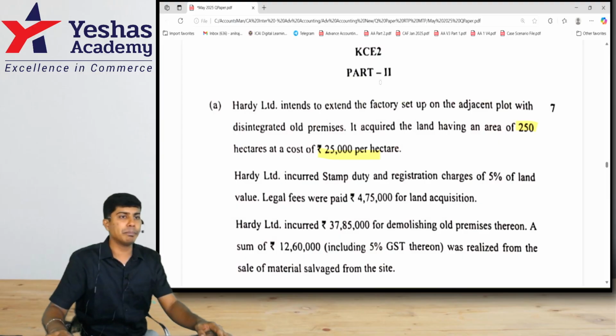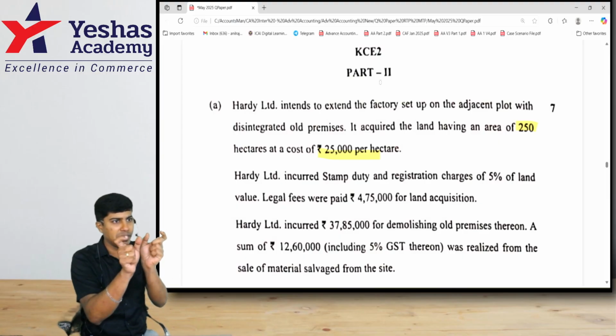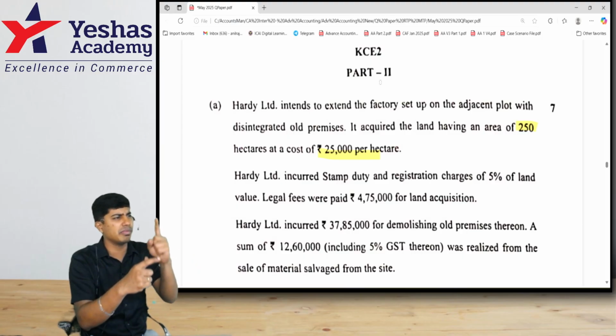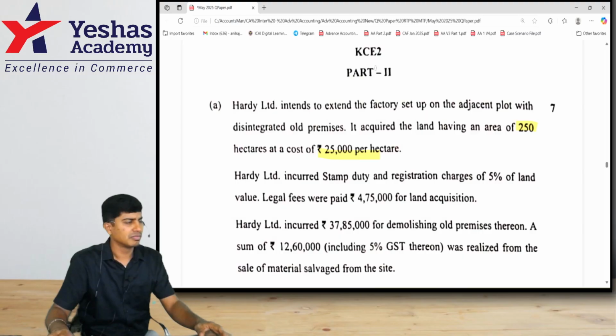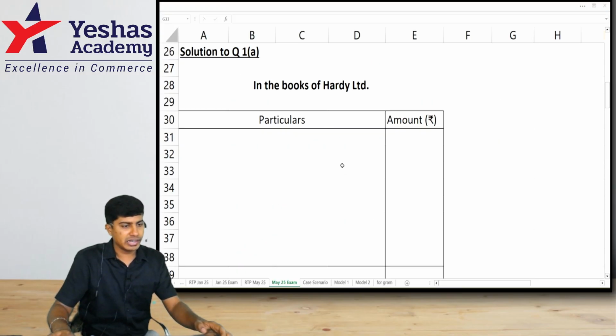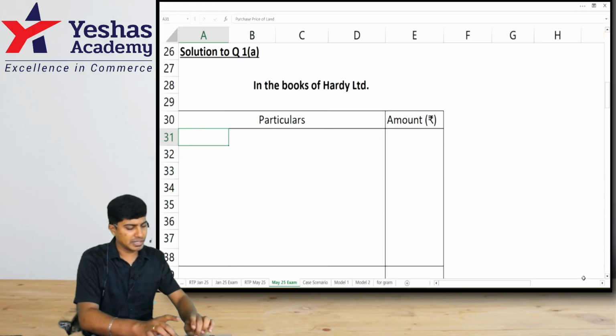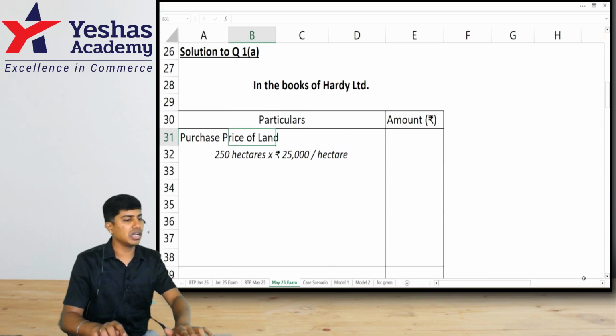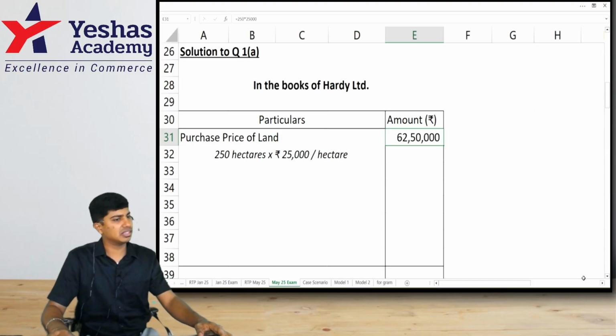For the purpose of computing depreciation, land and building will be regarded as two different assets. However, for recording, we can treat them as one single asset. We will not charge depreciation on land because it has indefinite life. I hope you'll remember. Going ahead, let me write that first. I will write here purchase price of the land. It is 250 hectares into rupees 25,000 per hectare, which comes to 62,50,000.